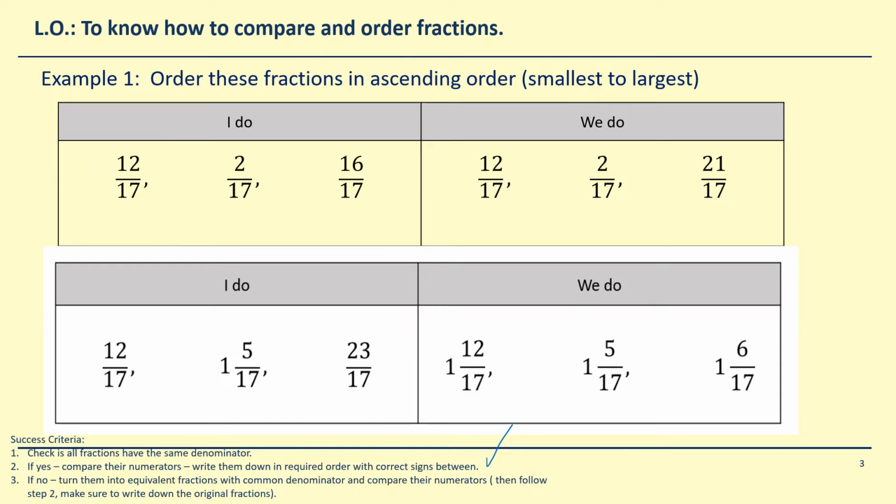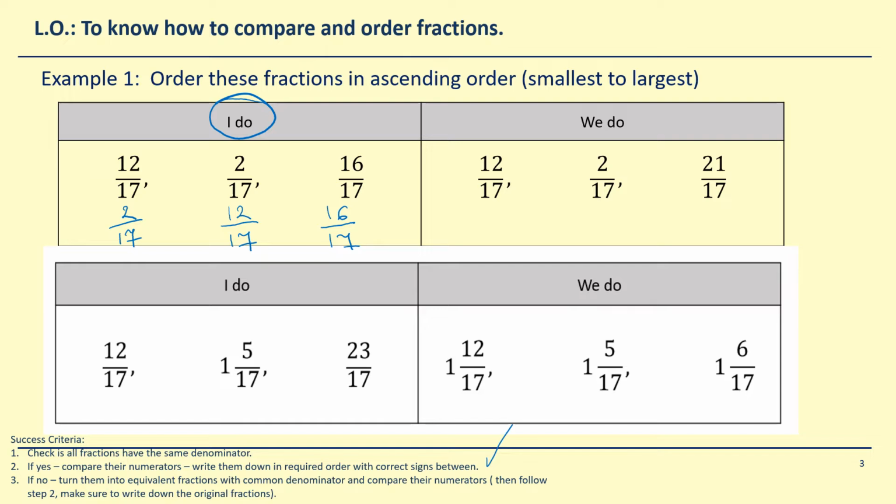So let's have a look at the first example, I do. Check if they have the same denominator. Yes. If yes, compare their numerators. Okay, so the first one will be 2 over 17. That's the smallest. So write them down in the required order. Required order in here means from the smallest to the largest. So 2 over 17 is the smallest, then the second one is 12 over 17, and the largest is 16 over 17.